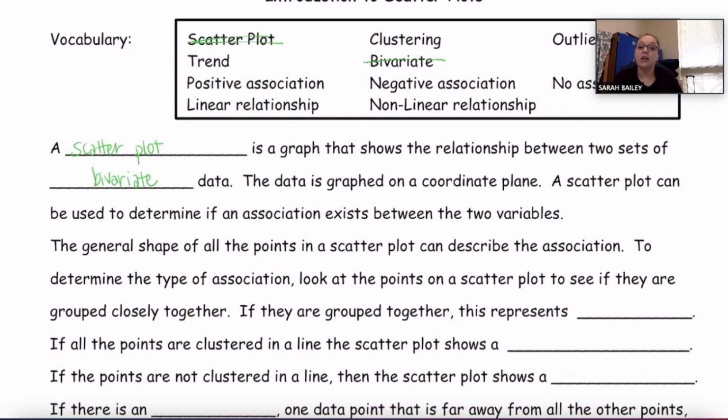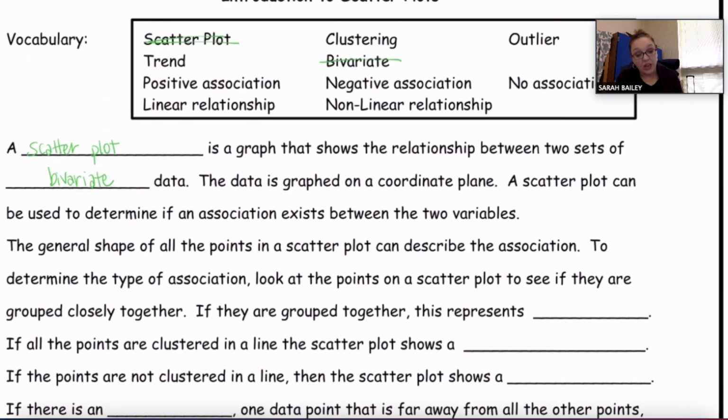A scatterplot can be used to determine if an association exists between the two variables. The general shape of all the points in a scatterplot can describe the association. To determine the type of association, look at the points on a scatterplot to see if they are grouped closely together. If they are grouped together, this represents blank. So if they are grouped together, this represents clustering.